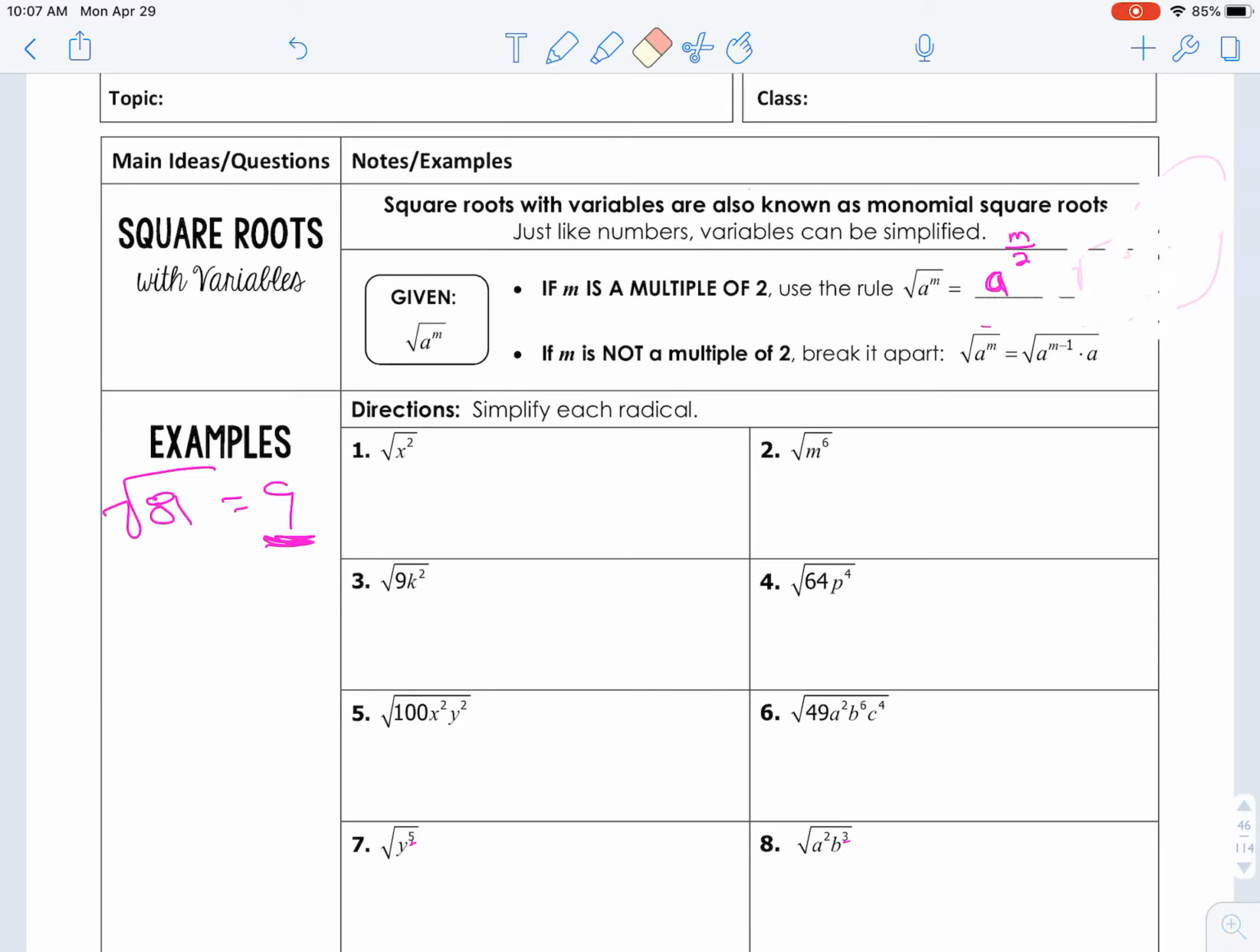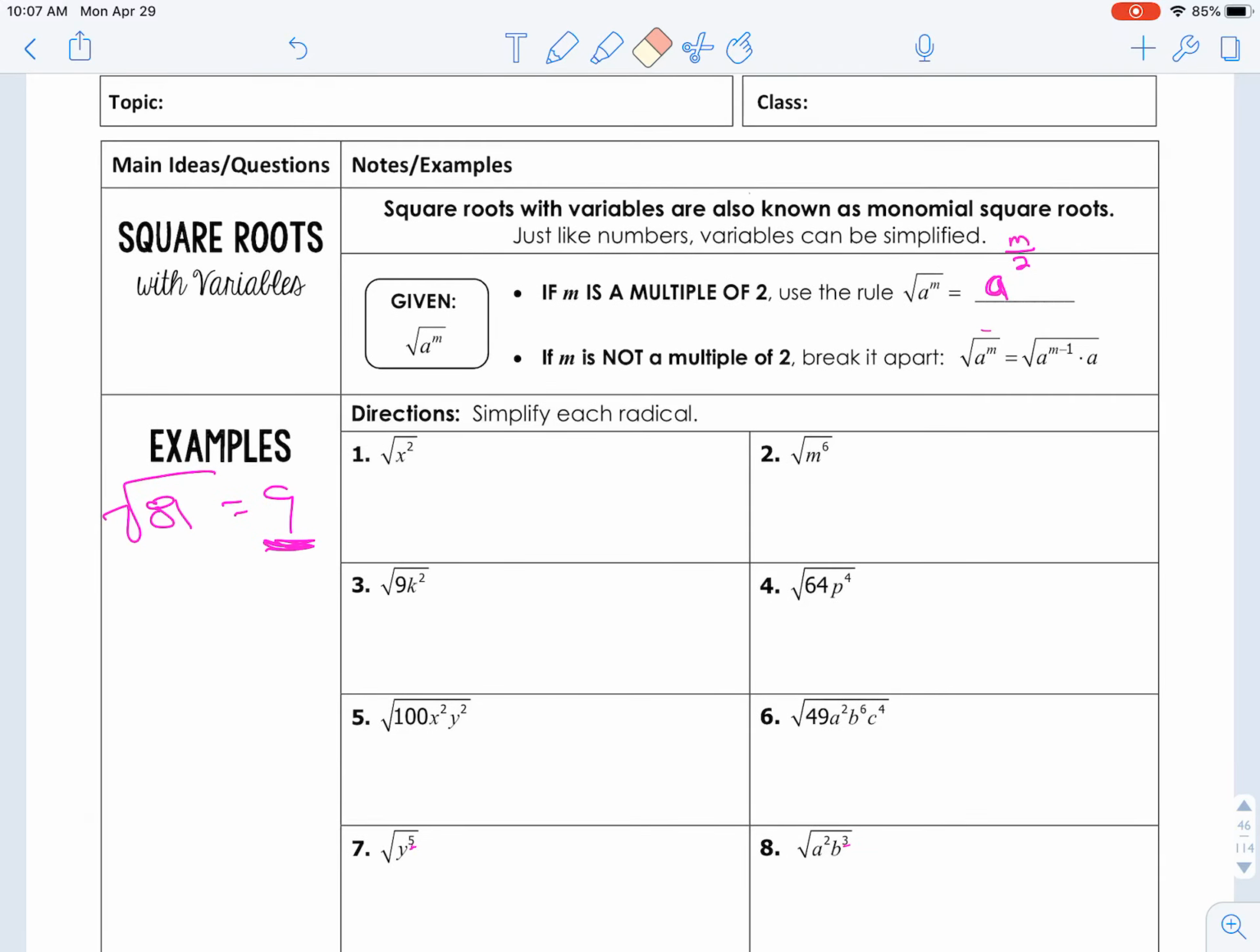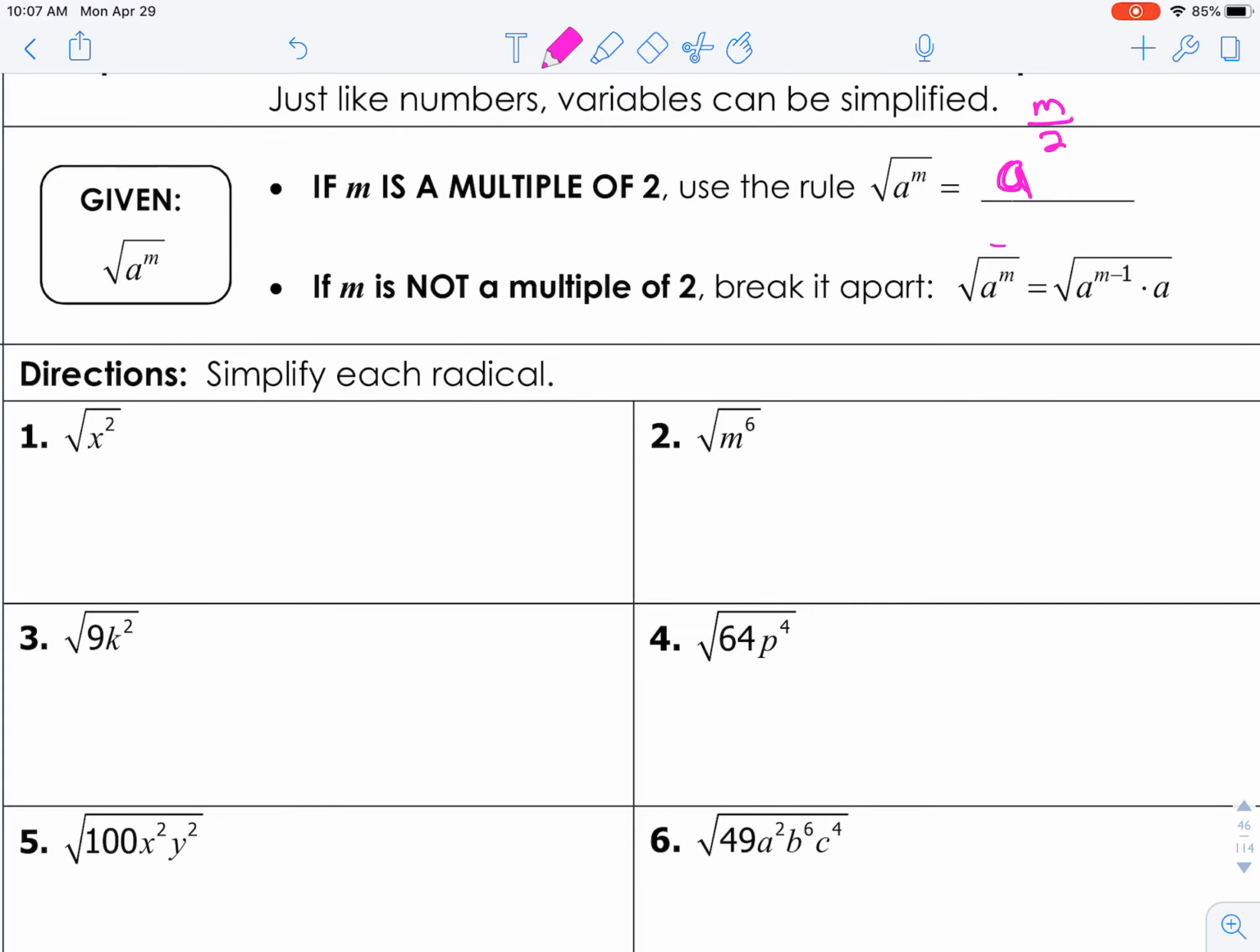Okay, here's where it gets tricky. If m is not a multiple of 2. So if it's even, easy, guys, cut it in half, right? But if it's not a multiple of 2, you can't do that. So the answer is a to the m is equal to the square root of a to the m minus 1 times a.